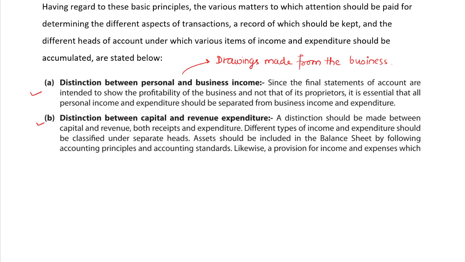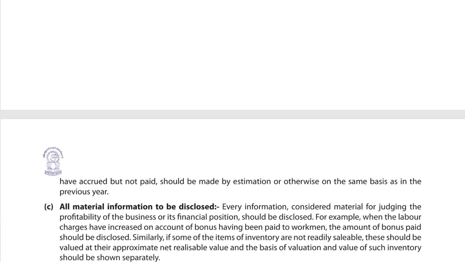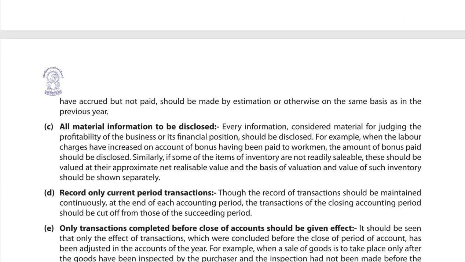Next, distinction between capital and revenue expenditure. A distinction should be made between capital and revenue, both receipts and expenditure. Different types of income and expenditure should be classified under separate heads. Assets should be included in the balance sheet by following accounting principles and accounting standards. Likewise, a provision for income and expenses which have accrued but not been paid should be made by estimation or otherwise, on the same basis as in the previous year.